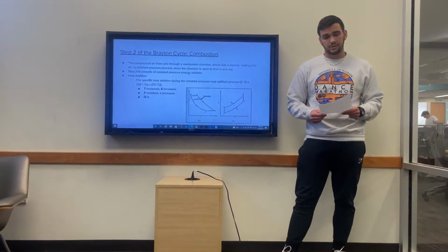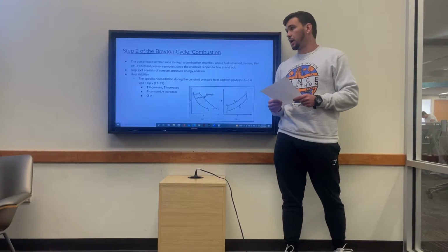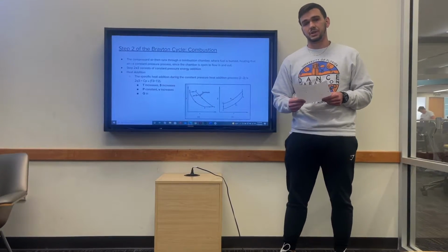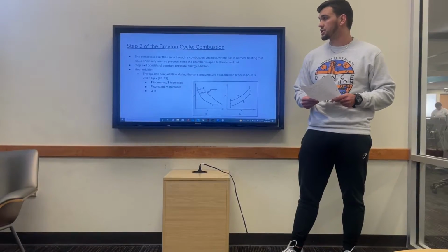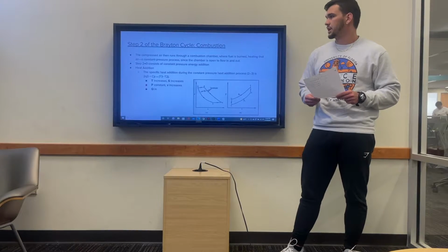Step 2 of the Brayton cycle is the combustion chamber. This is a constant pressure heat addition process. Here the compressed air runs through a combustion chamber where fuel is burned, heating that air.